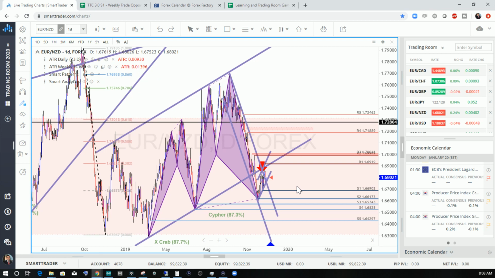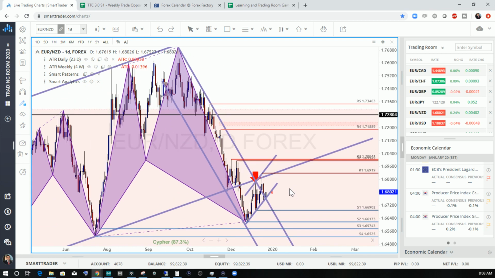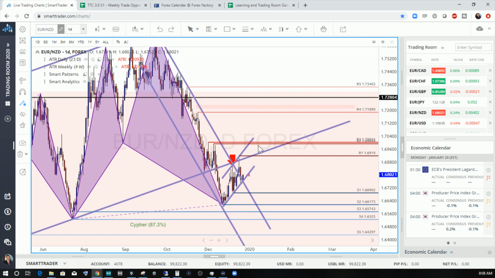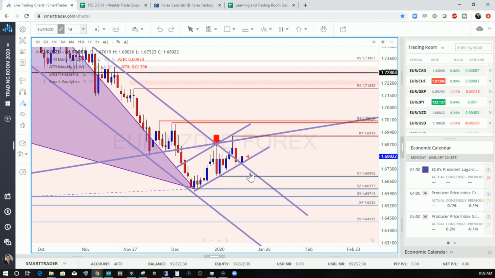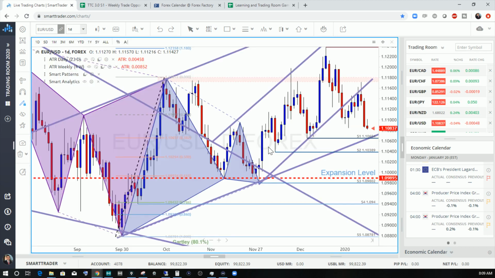I would not pay attention to the Euro New Zealand dollar this week too much until we get a breakout of this support. So if we get a breakout of that support, then maybe then I would start paying a little bit more attention to this. Yeah. Let's take a look at the Euro US dollar.